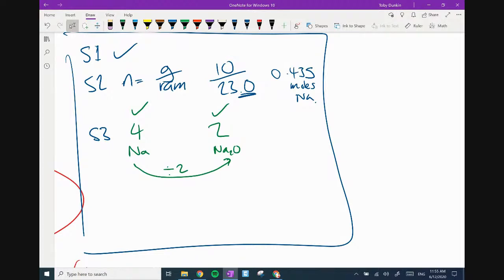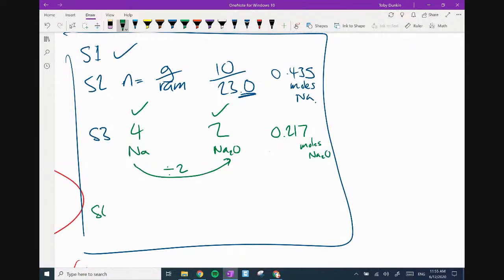So I go back to my moles, which is 0.434782608, and I'm going to divide it by 2 using the ratio. Right, so now that I've used my ratio, it's 0.217, but I'm keeping it on my calculator, of Na2O.